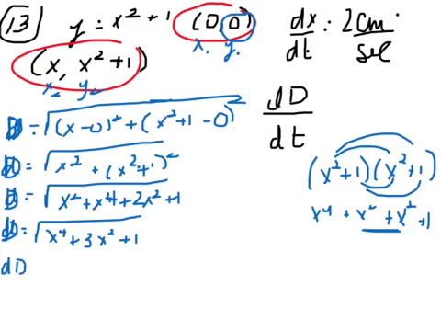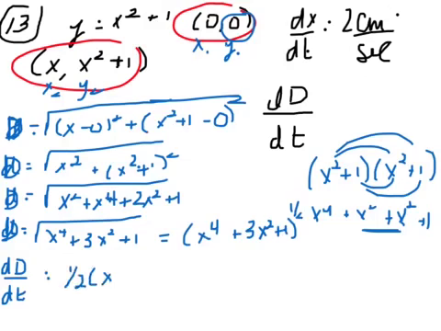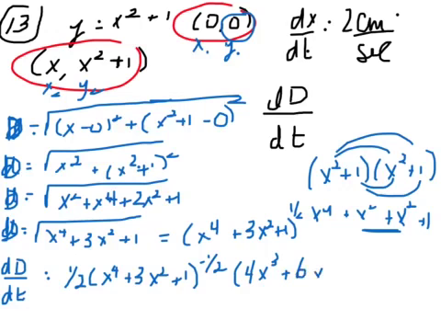Now, if I want the derivative of distance with respect to time, I might want to rewrite this just to help myself take the derivative a little easier. What if I wrote it this way? Then the derivative would be a half of all that mess, and then you subtract 1 from the exponent, so it would be to the negative 1/2 power. And then what's the derivative of all that with respect to t? You'd have to take the derivative of the inside part. It would be 4x cubed plus 6x. And the derivative of 1 is just nothing.